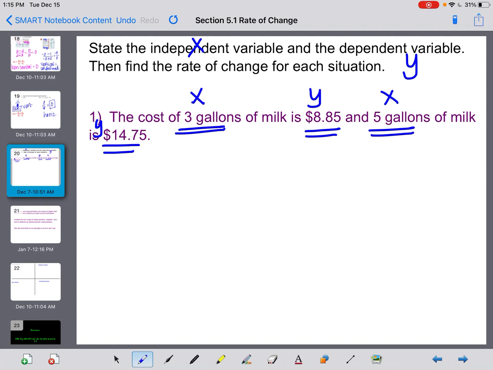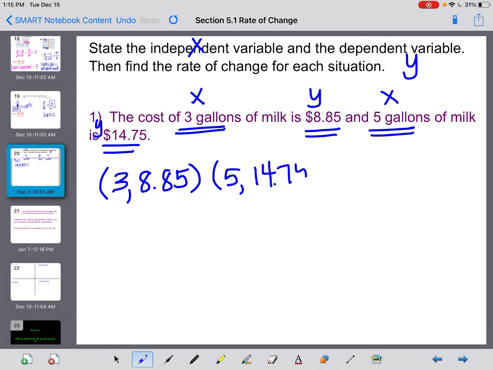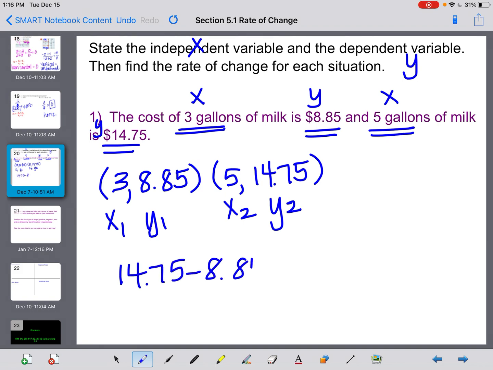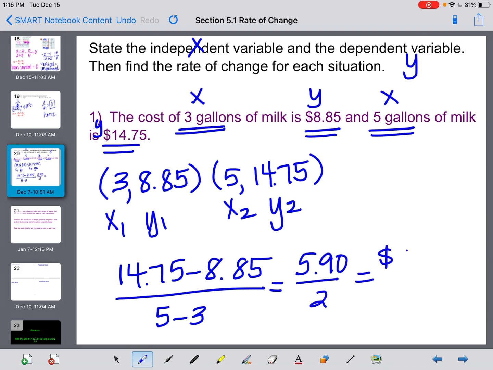Okay, so now I should be able to use those like ordered pairs. So I have 3 for 885 and 5 for 1475. Okay. X1, Y1, X2, Y2. Now I can plug it in. So I will have 1475 minus 885 on the top and 5 minus 3 on the bottom. That leaves me with $5.90 for 2 gallons, which is really $2.95 per 1 gallon.